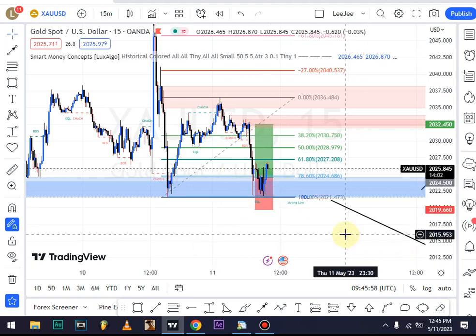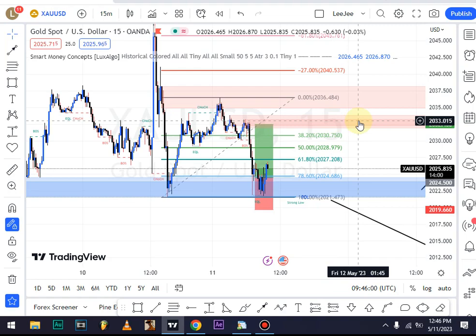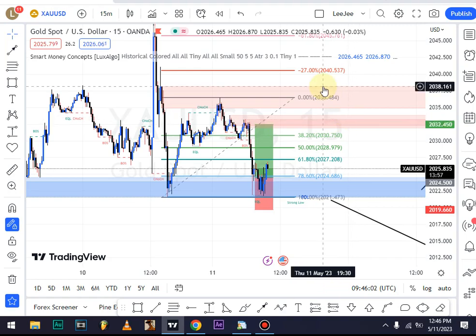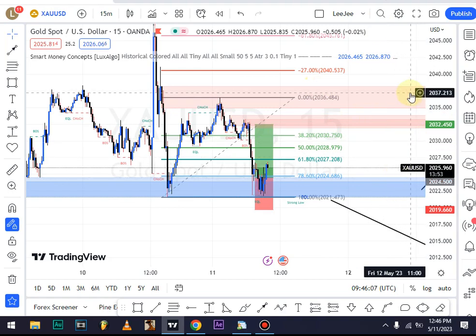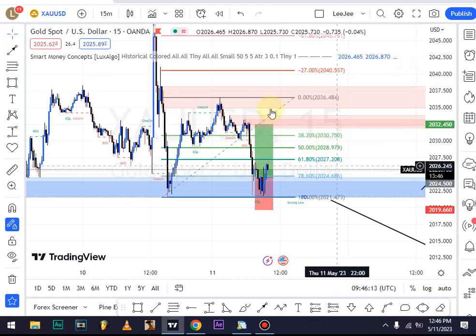I'm really, really tired. This pair is really, really slow today. This gold is crazy, moving so slow. But still, I'm holding on to my buy positions. I'm still holding on to that. I don't care what's happening, okay? So, this is another pullback.